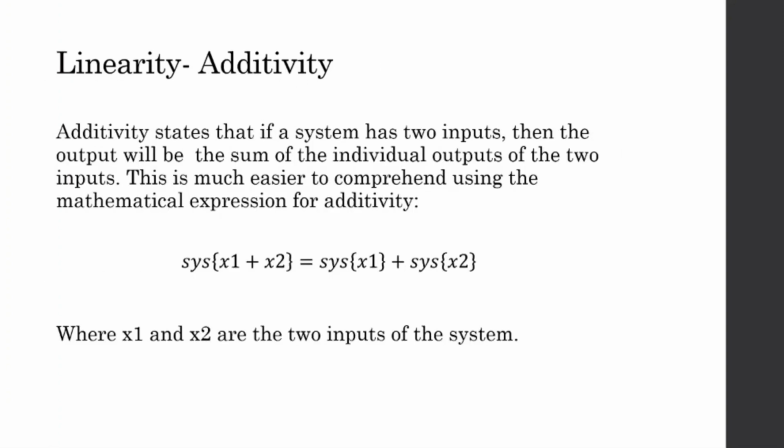Moving on to the second property of superposition, additivity. Additivity states that if a system has two inputs, then the output will be the sum of the individual outputs of the two inputs. Here, if our two inputs are x1 and x2, then the output of these two inputs should be equal to the sum of the outputs of these two inputs x1 and x2 separately.